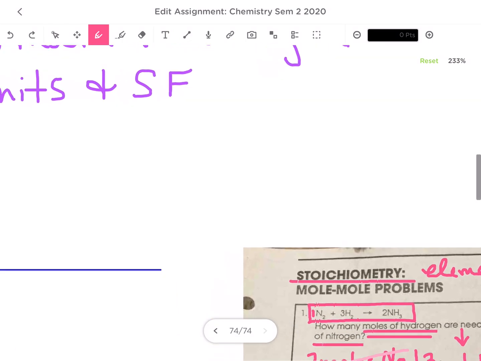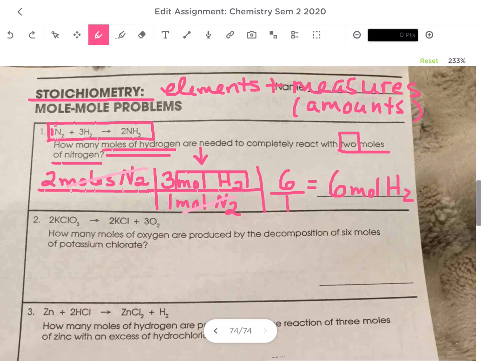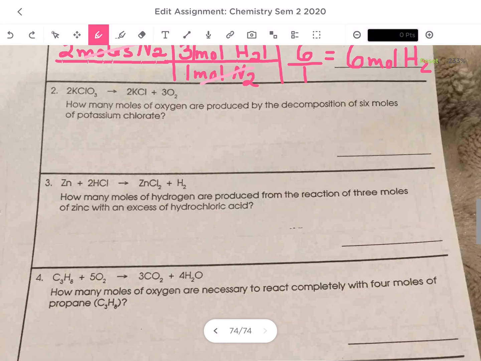Next step. Units and significant figures. What's my units on here? My units are whatever I'm left with. So, moles of H2. Now, significant figures. 2 has 1 significant figure, and 6 has 1 significant figure. There we go. That easy. Let's look at number 2 together.